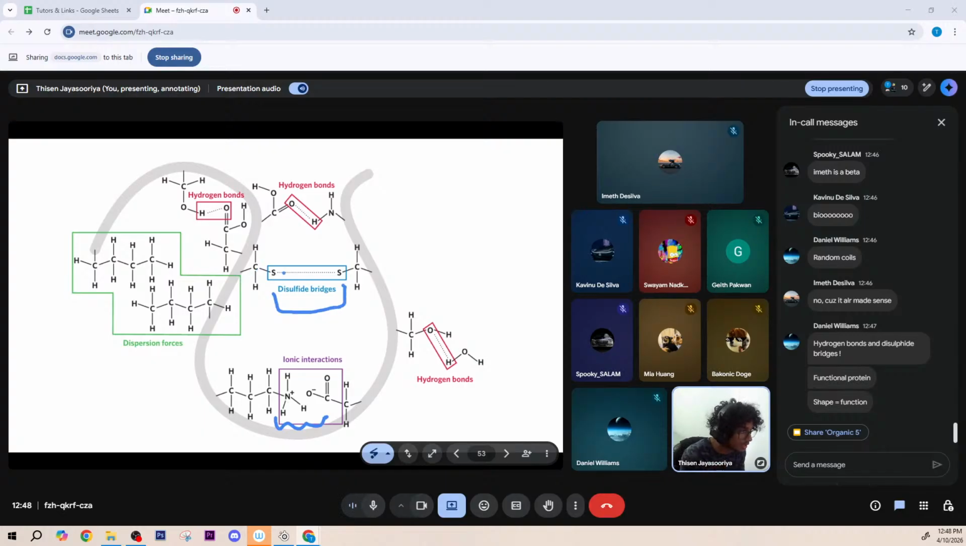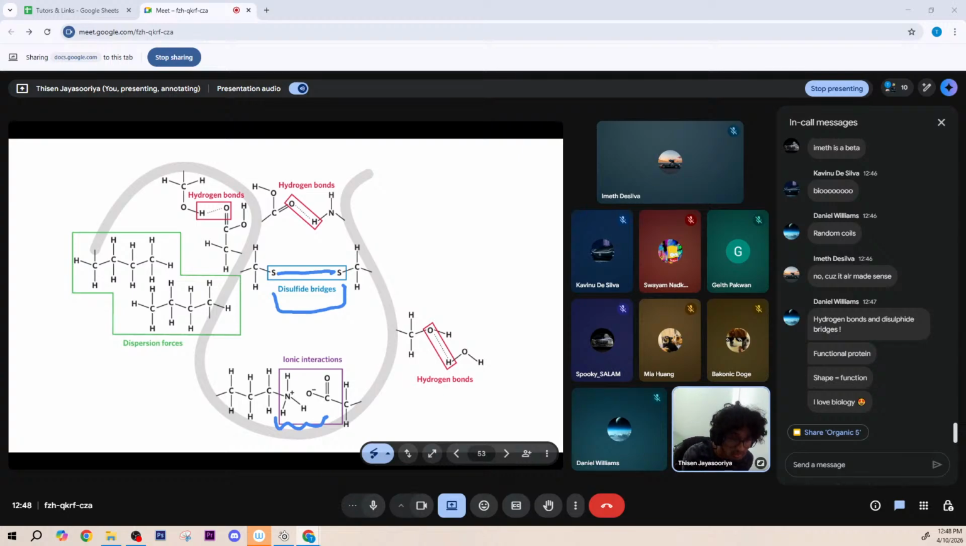Disulfide bridges are going to be effectively covalent bonds. Yeah, they're very, very strong. Ionic interactions, those ionic bonds, are very, very strong. And here we have our hydrogen bonding. There's no examples really of dipole dipole, but dipole dipole is there. Does that make sense for everyone? Thumbs up, thumbs down, thumbs to the side. Okay.